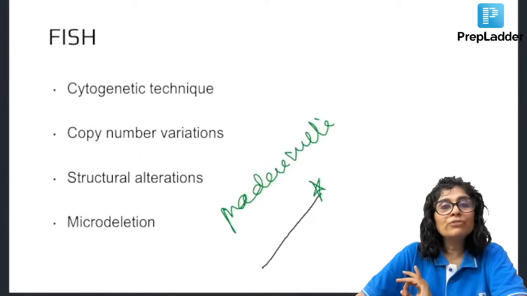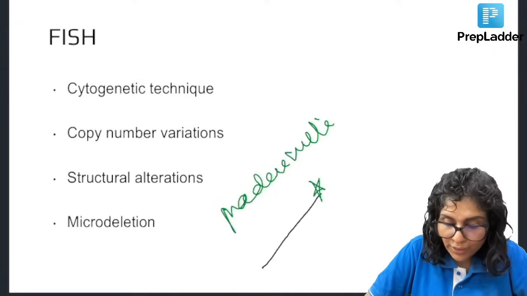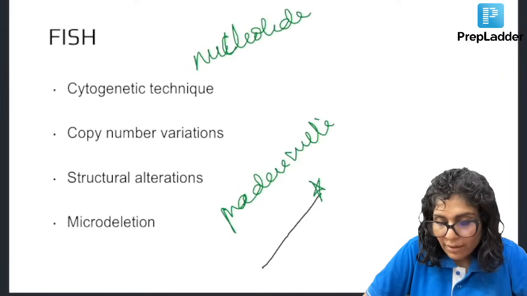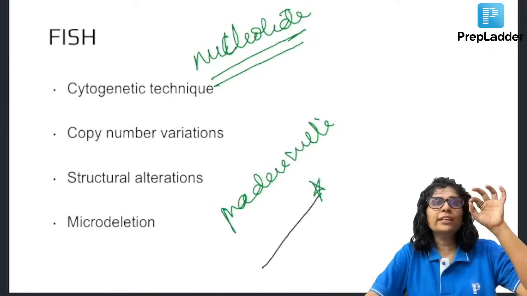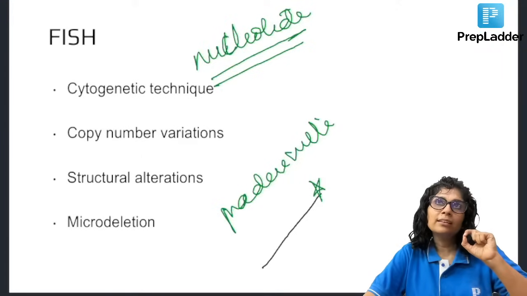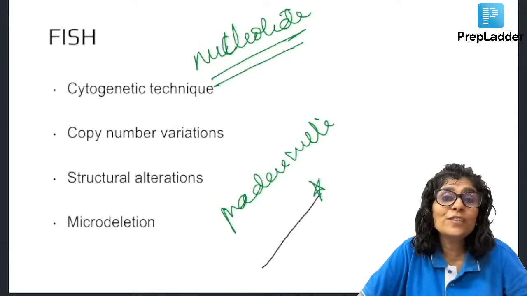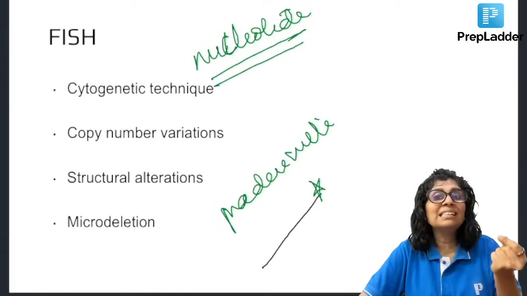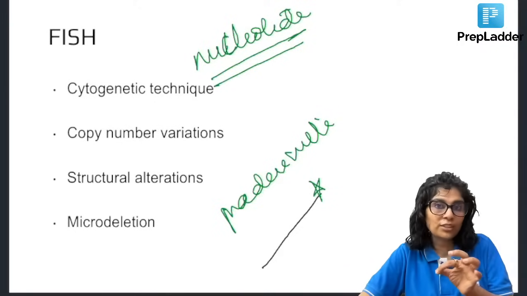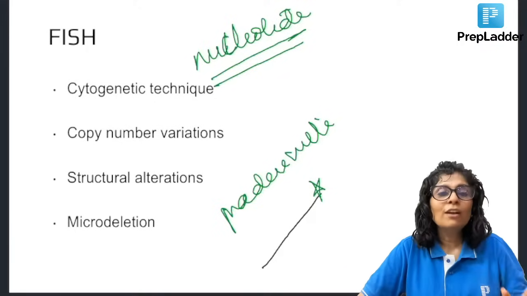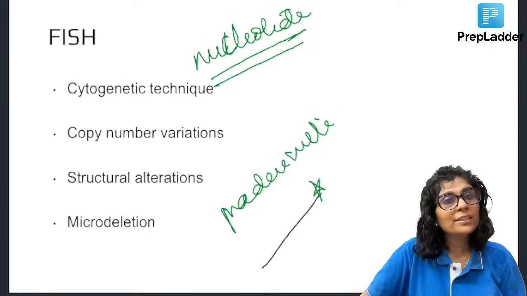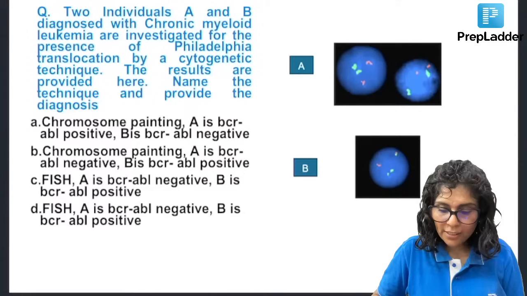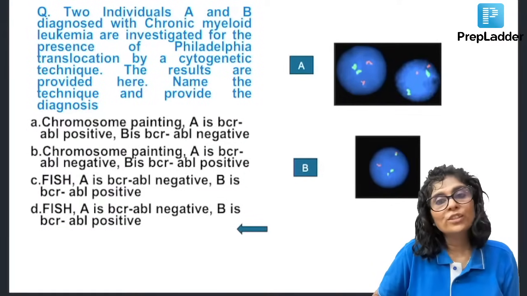What you cannot use FISH for? You cannot use FISH to detect deletions at the nucleotide level, right? You cannot use FISH to detect point mutations. You cannot use it as a molecular diagnostic technique when you're trying to detect nucleotide base changes or nucleotide base deletion or nucleotide base insertion. At the very small level, it cannot be used. FISH can be used only for chromosomal aberrations. Are you clear? So the right answer here is, it is FISH. A is negative, B is positive.